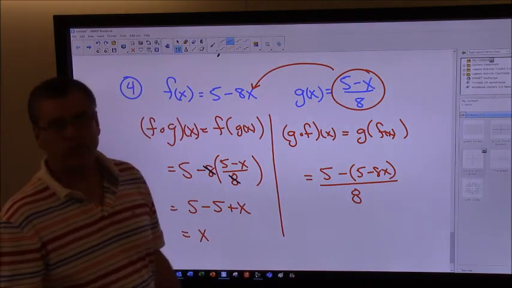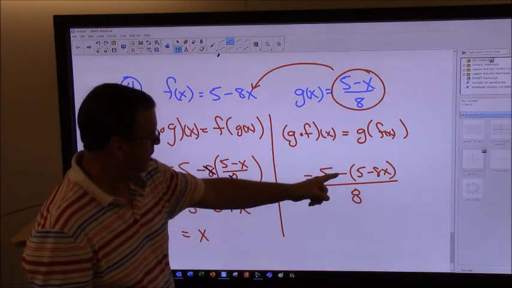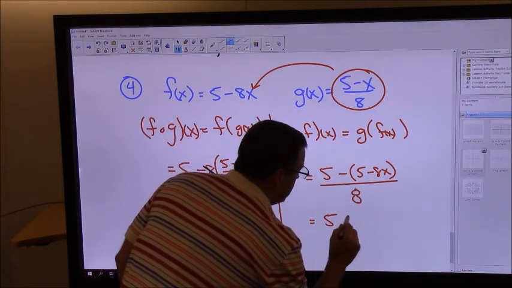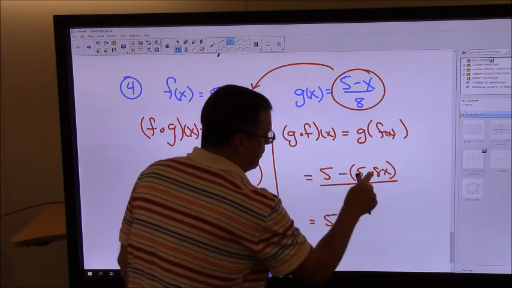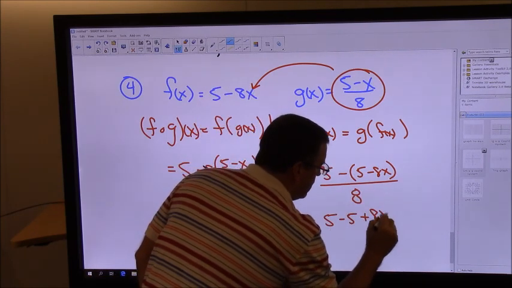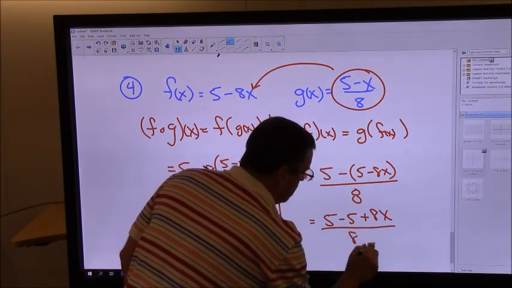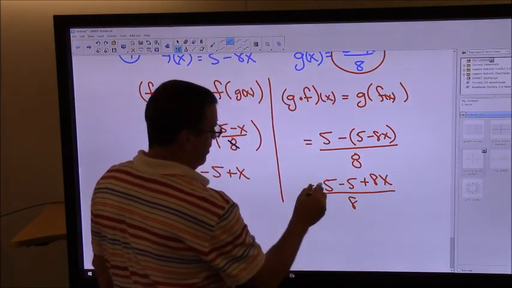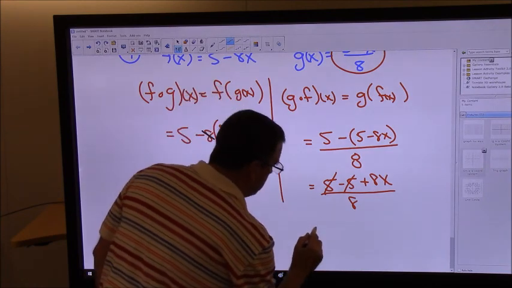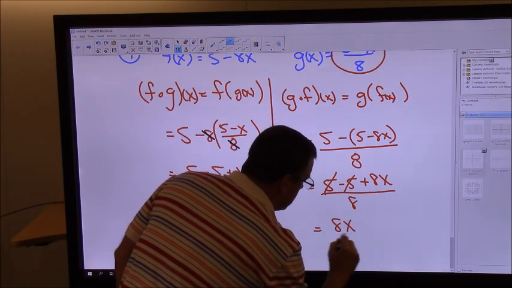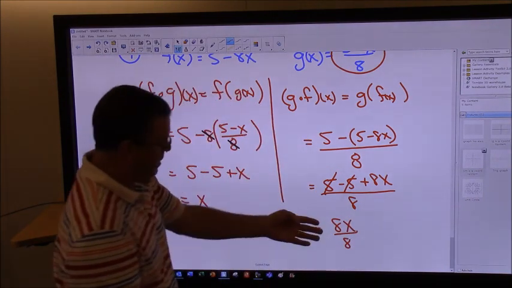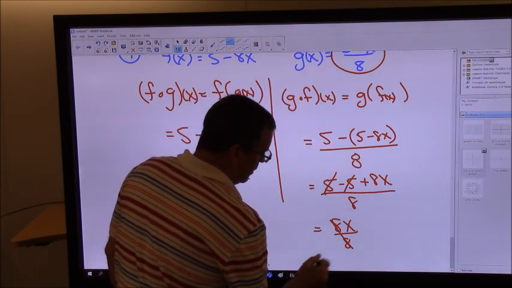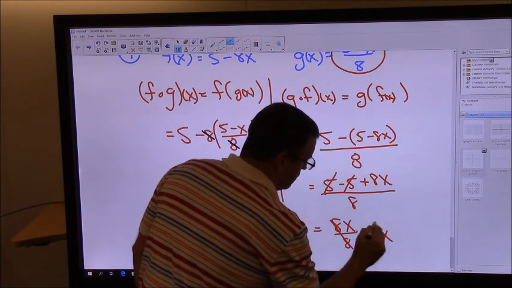So I've got to do what's in the numerator first. In order to do that, I have to distribute that negative sign. So what I'm going to get is 5 minus 5, and then a negative times a negative is a positive 8x, over 8. And 5 minus 5, that's 0, so I get 8x over 8. Since I'm not adding or subtracting, it's okay to say 8 divided by 8 is 1. And what we get is just x.